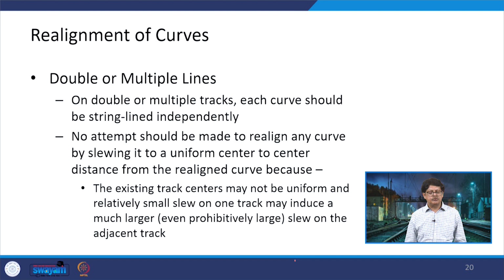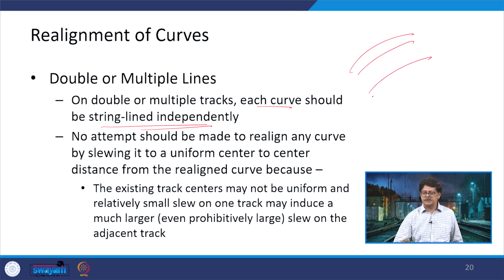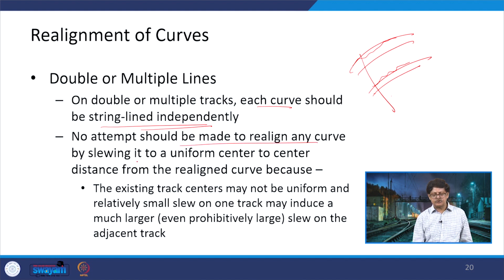Now, we are talking about double or multiple lines. On double or multiple tracks, each curve should be string lined independently. It should not happen that you say, this is my one curve, this is another curve, let us take them together. No, if you take them together, any error made at one level will go to the other. At the same time, both of the tracks will not have been slewed in the same manner. So, no attempt should be made to realign any curve by slewing it at a uniform center to center distance.